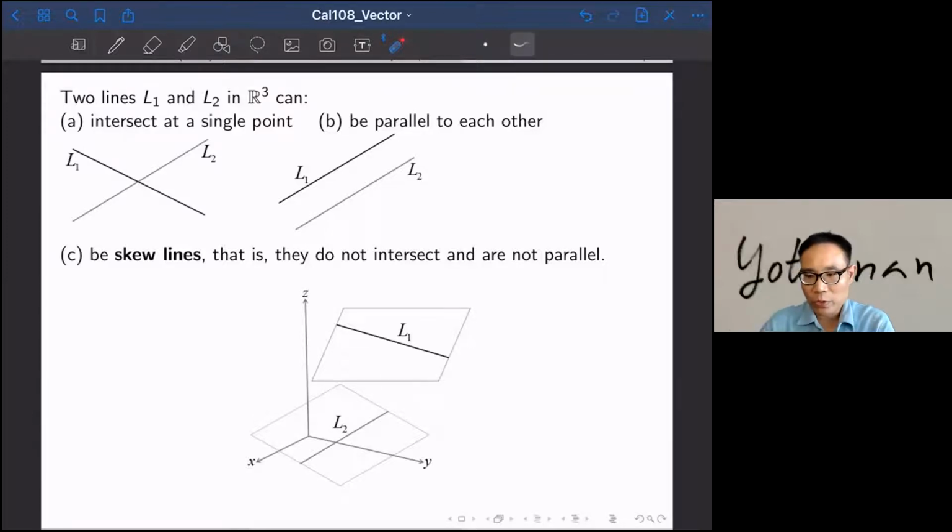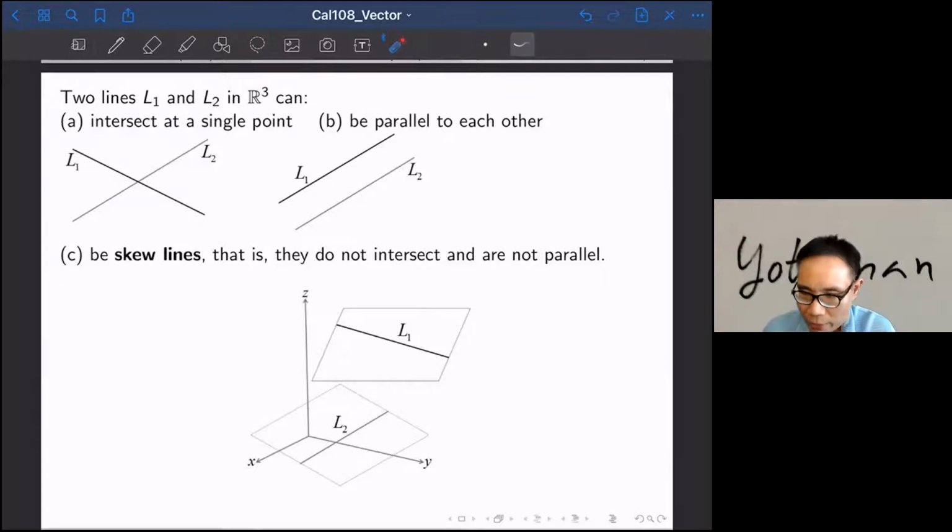Or the lines turn out to be skew lines. What does it mean to be skew lines? Parallel lines are going to be like this. You have lines that are parallel to each other. However, if you have skew lines, they're not parallel, and they won't intersect. So they are neither parallel nor intersecting. In that case, they are called skew lines.